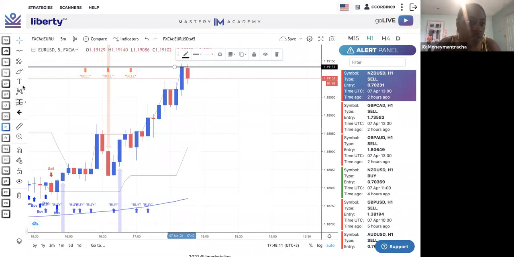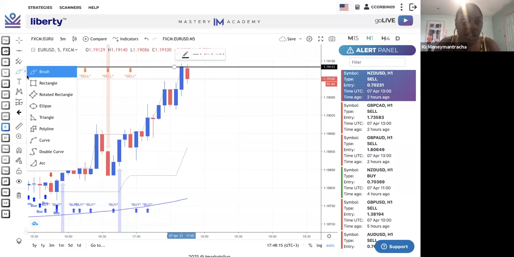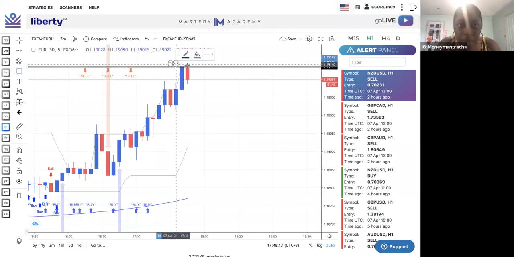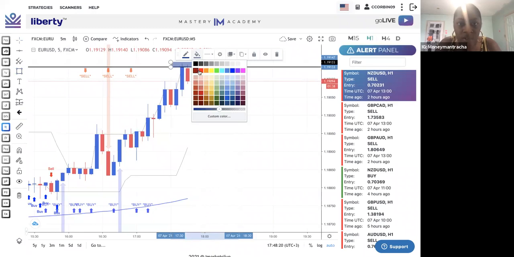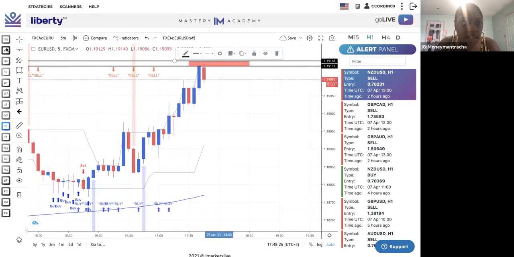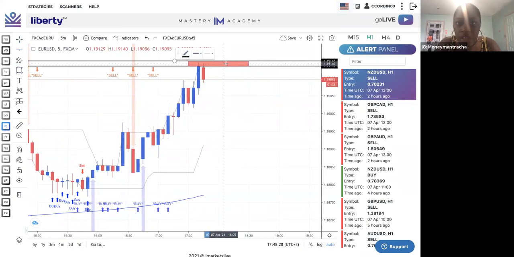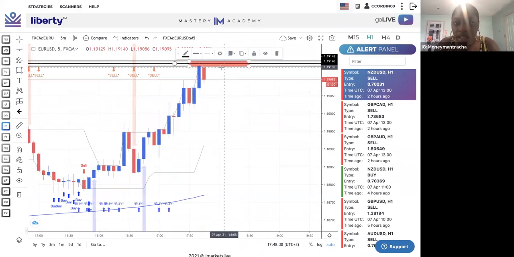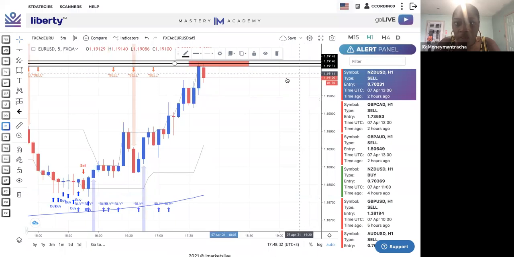And if you would like to do this as well, you can use a rectangle to put a box for your entry zone. If it's a selling zone for resistance, you want to make sure it's red so that you don't confuse yourself. And if it's a buying zone, of course, you want to make it blue. You want to put your 3 horizontal lines, and then you just wait for the market to get to one point or the other.